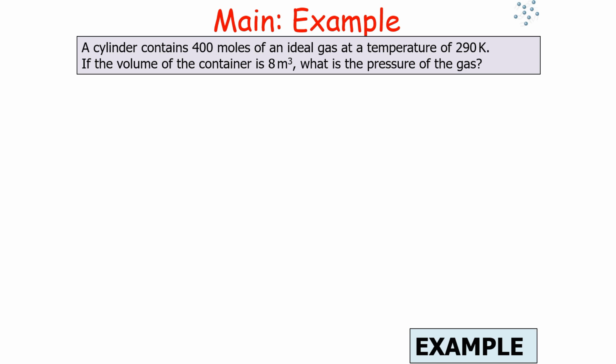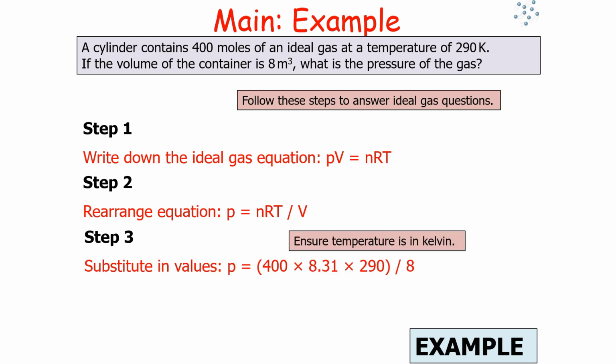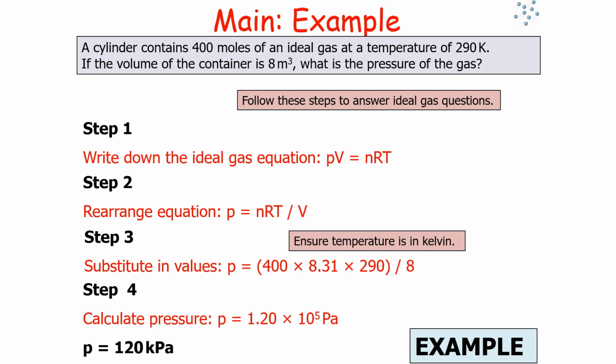So to answer this type of question, you would follow the following steps. Step 1, you would write out the ideal gas equation you would need to use with the values given in your equation. In this case, PV equals nRT. Step 2, rearrange the equation into the actual value you want to work out. In this case, pressure, P. So P is equal to nRT over V. Then step 3, ensure the temperature is given in Kelvin. Yes it is, and sub in your values. So 400 times 8.31 times 290 over 8. You can then step 4, calculate your value to be 1.20 times 10 to the 5 pascals or 120 kilopascals.